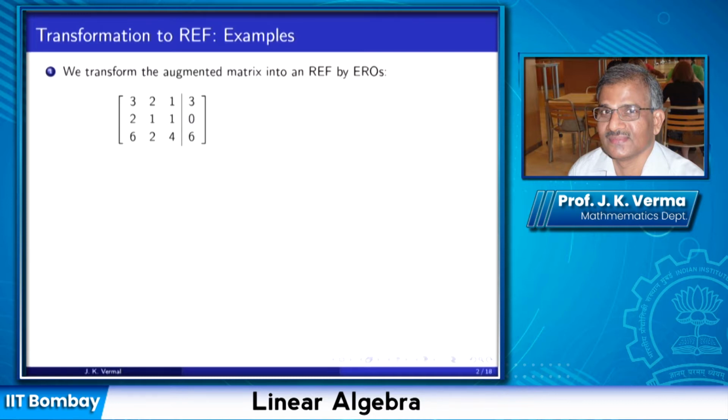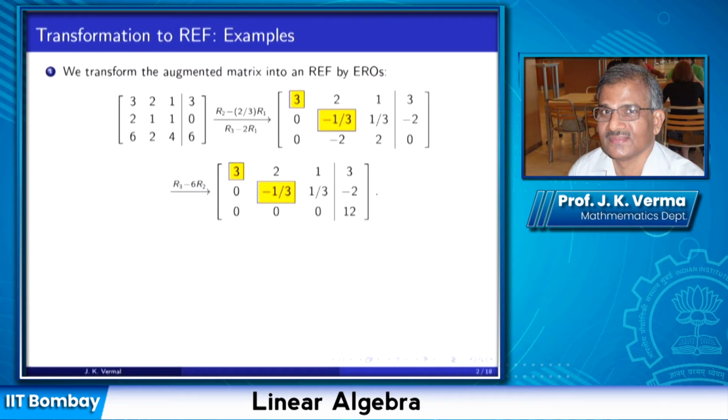Using this pivot, we can convert all the entries below 3 into zeros by using row operations. So we apply the row operations R2 minus 2 over 3 R1 and R3 minus 2 R1. These 2 row operations give me this matrix, and this matrix is still not in row echelon form. We have these 2 pivots, 3 and minus 1 over 3, but there is a non-zero entry below minus 1 over 3, and using row operations, I can convert this minus 2 into a 0. So we apply the row operation R3 minus 6 R2.